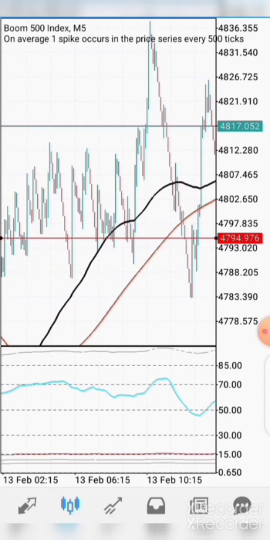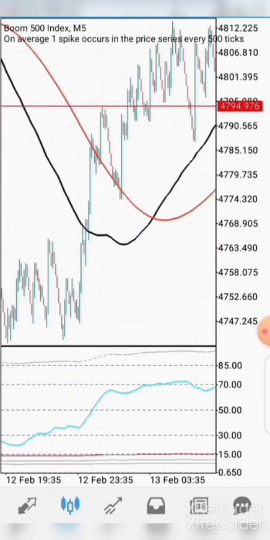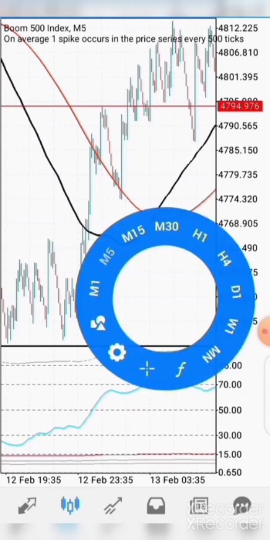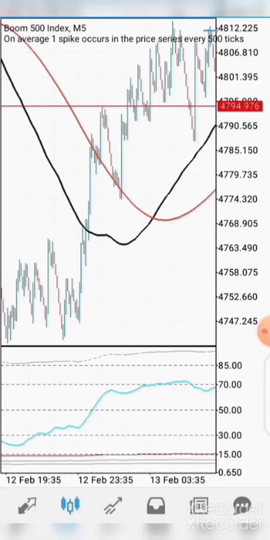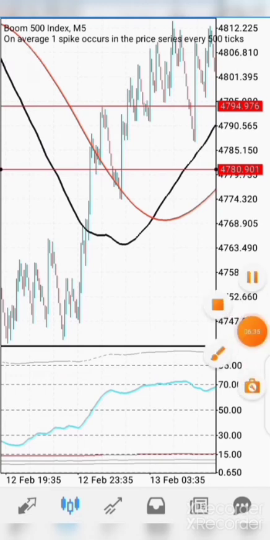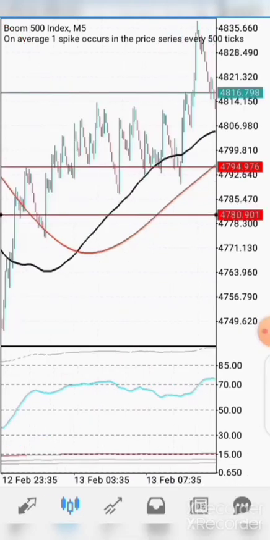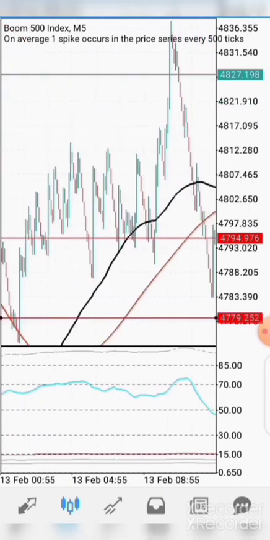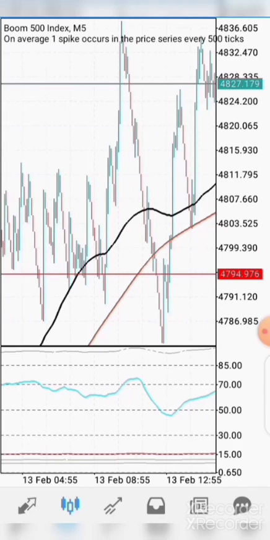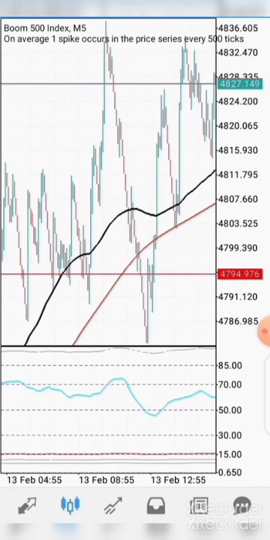So let's go back and see where we entered a buy. This is where we entered the buy. This is where we entered the buy, right? I entered the buy here, and I closed here, right? You see? So wait for another condition to be met again, right?